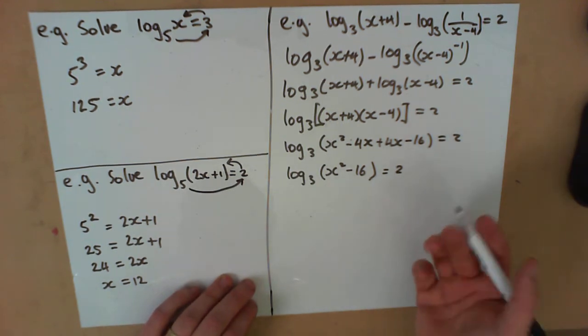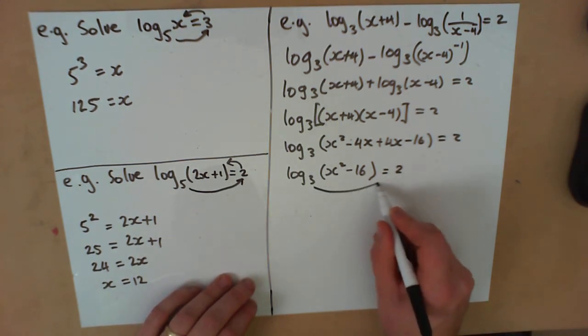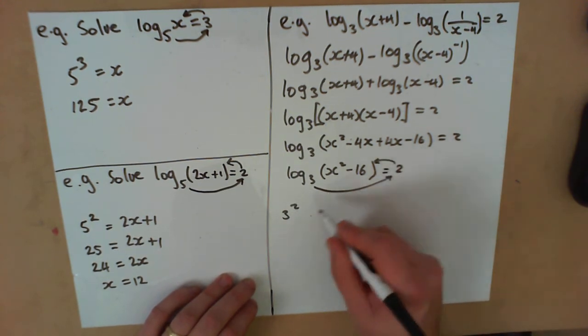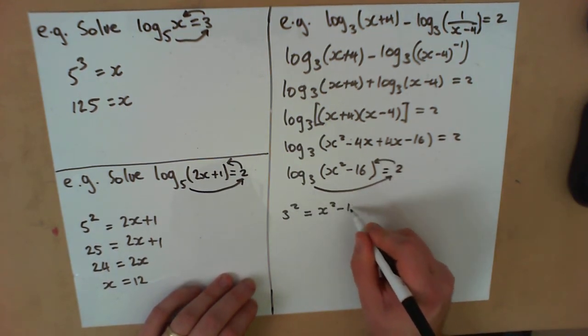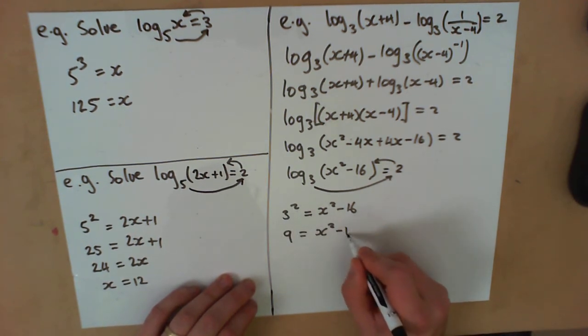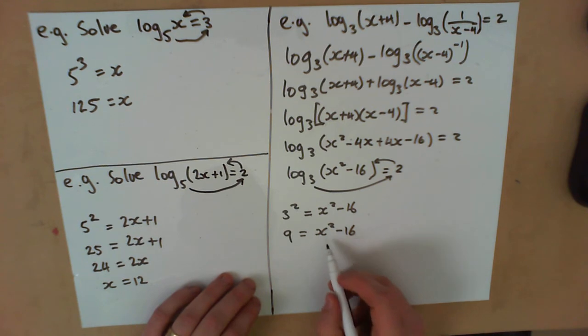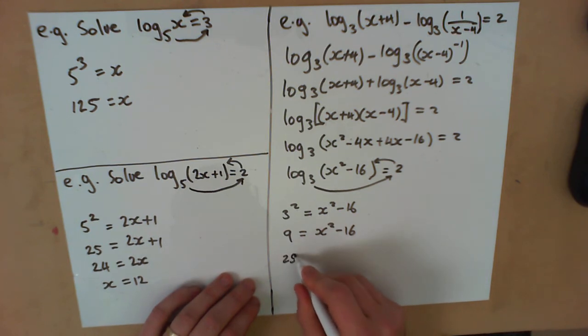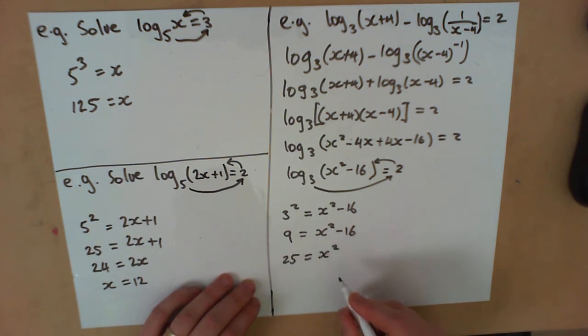Now we're up to the Loopy Method. We can say 3 to the 2 equals x squared take 16. Well, 3 squared is 9. Then let's bring this 16 across. 9 plus 16 is 25, equals x squared. So x would equal plus or minus the square root of 25, which equals plus or minus 5.